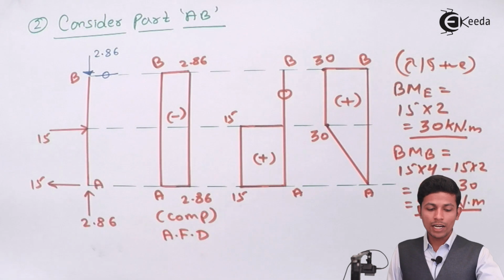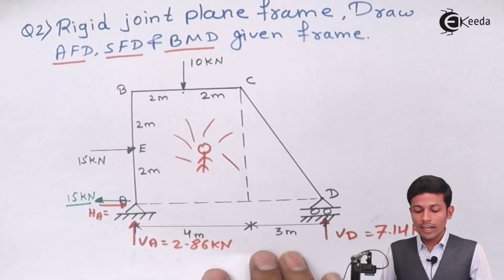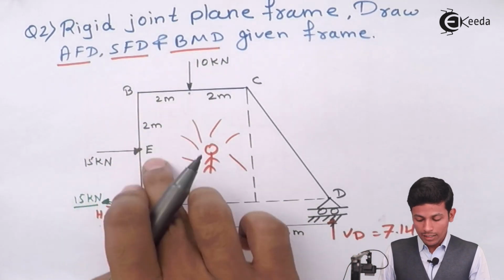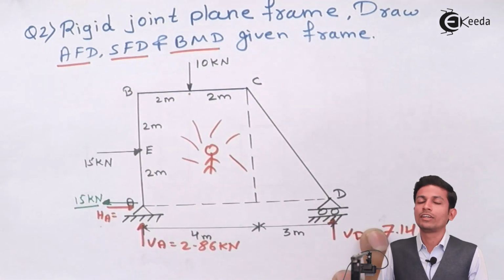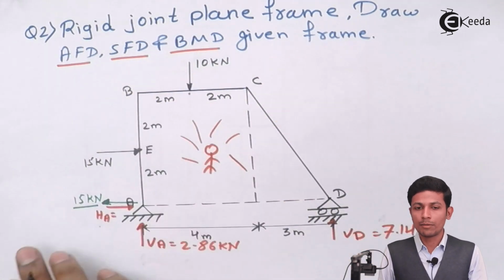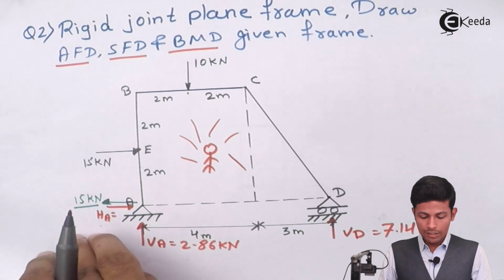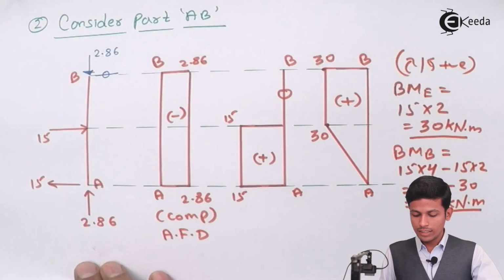Because in the bending moment part, we are taking the section either left or right. So we have to take either this part or this whole part also, and we will get the same answer. Okay, now we are done with this first part. Now let's see the third part.